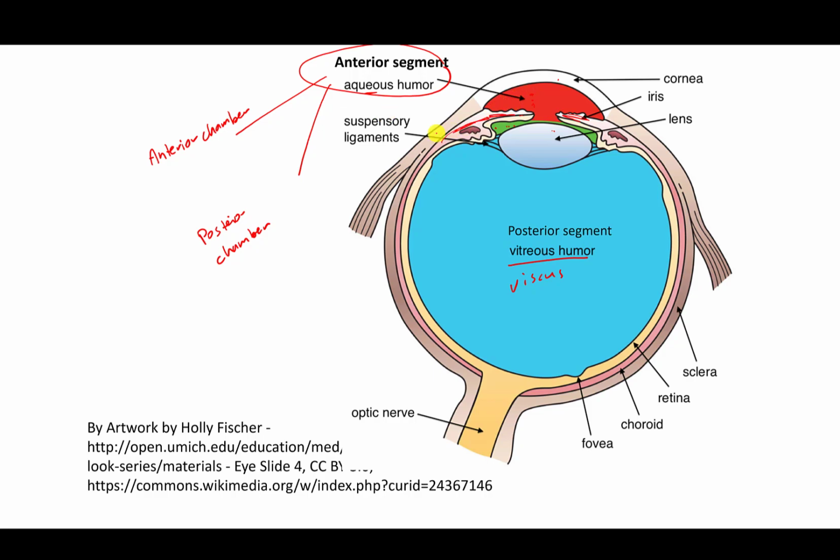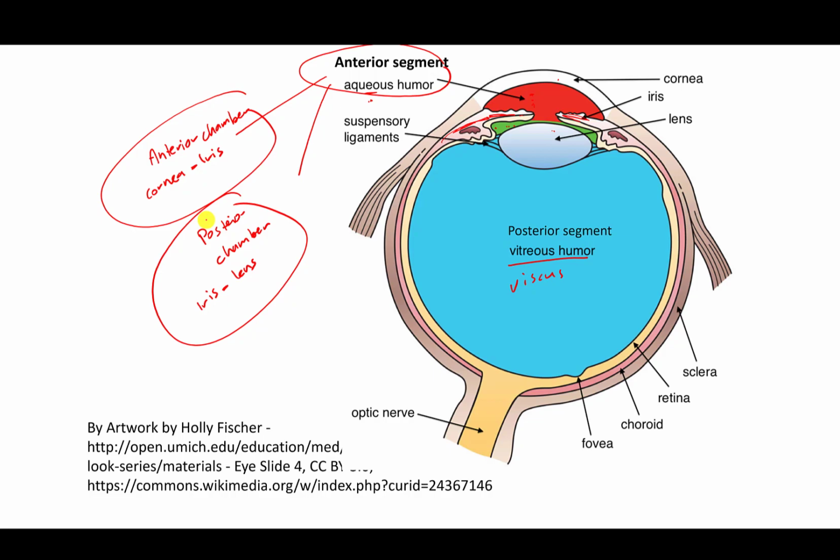However, the space, where is it between what and what? The anterior chamber is the area between the cornea and the iris, whereas the posterior chamber is between the iris and the lens. And again, both of them are filled with the aqueous humor. So just be careful with the anterior chamber and the posterior chamber, and don't mix them with the posterior segment. Usually students get confused between the posterior chamber and the posterior segment.